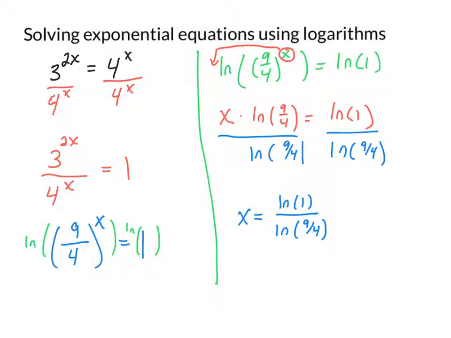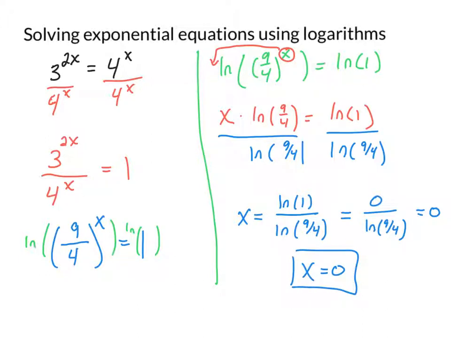Well, the natural log of 1, I ask myself, e to what power gives me 1? And the answer to that question is actually 0. So over here this is 0 divided by the natural log of 9/4, and 0 divided by any number is just going to be 0. So we went through the whole process and saw our answer, but if we were just clever, we could see that x equals 0 is my solution here, and we could go ahead and check. 3 to the 0 is definitely equal to 4 to the 0 because they're both equal to 1.